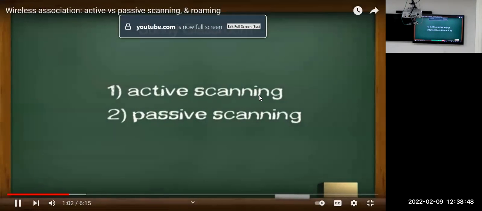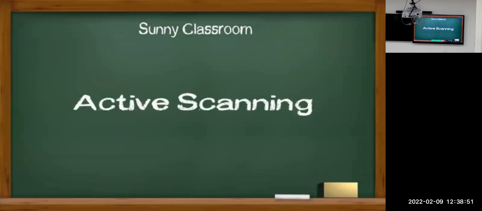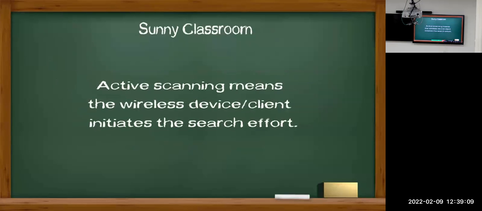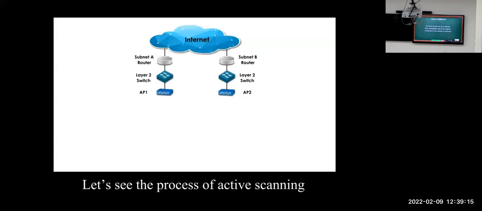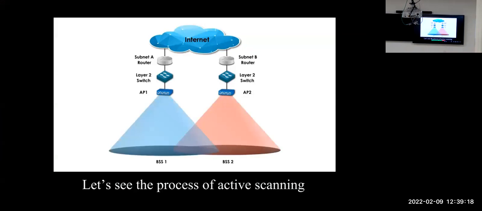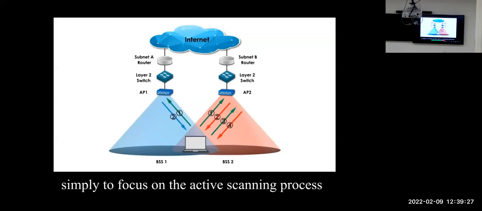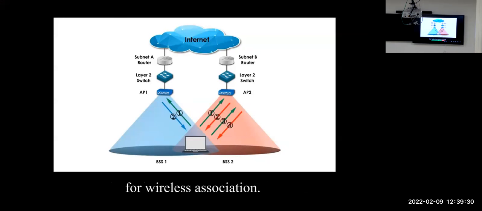Active scanning and passive scanning. In active scanning, a wireless device broadcasts a probe, a special type of frame, to each channel in its frequency range and waits for the AP to respond. Active scanning means the wireless device or client initiates the search effort. Let's see the process of active scanning in a simplified version. We skip authentication and encryption steps here simply to focus on the active scanning method for wireless association.